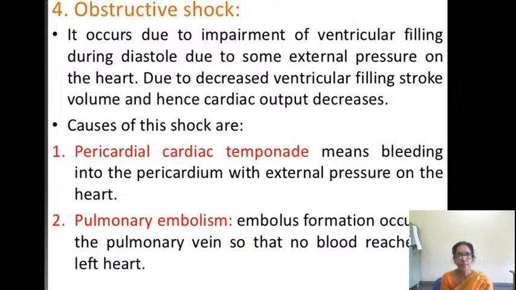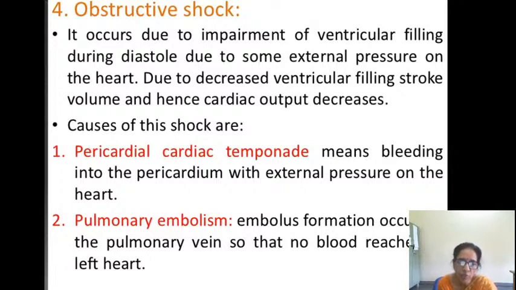The last one is obstructive shock. Obstructive means something is obstructing your heart, so your heart is not able to pump out the blood. It occurs due to impairment of ventricular filling during diastole. Your ventricles, when they have to fill, are not able to fill up because there is some external pressure on the heart. So due to decreased ventricular filling, your stroke volume is reduced and hence your cardiac output decreases.